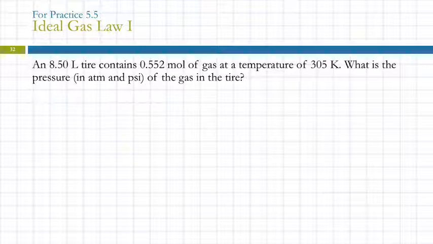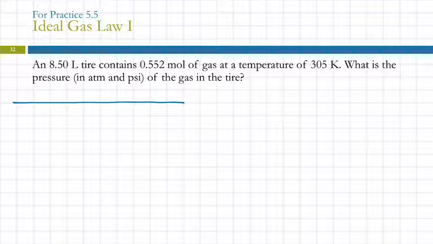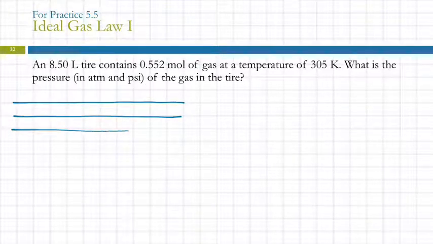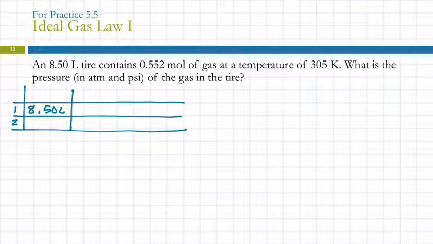Well, in previous examples, we made a table to organize the information here. So we can take that approach again. Sketch out a table here with row 1 and row 2, and then just collect the numbers. So 8.50 liters. What is that quantity? Pressure, volume, temperature, or amount? That's the volume. So I'll label that column V.